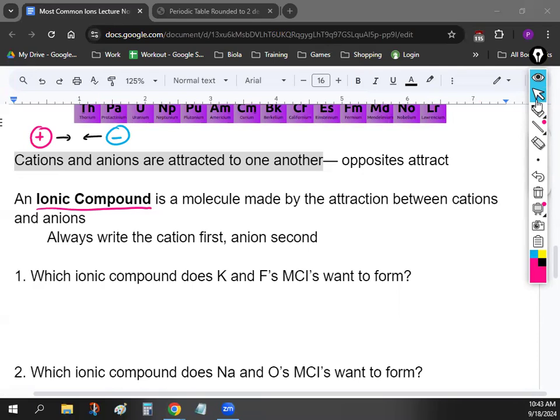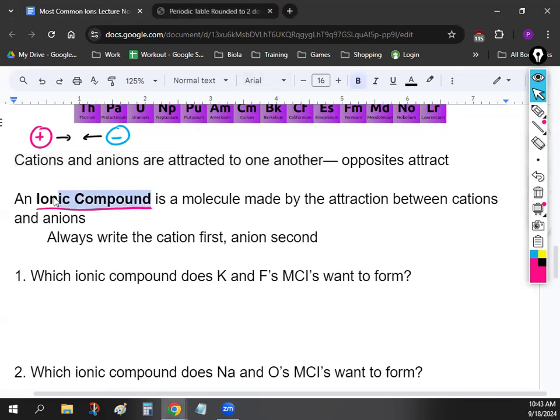Again, cations, which are positive, and anions, which are negative, are attracted to one another. And what happens is when you put them next to each other, they combine, and they form something called an ionic compound. You don't need to write the full definition. It's just what happens when you combine a cation and anion. Today we're going to be learning how to figure out what kind of ionic compound you make, depending on what cation and what anion you have.